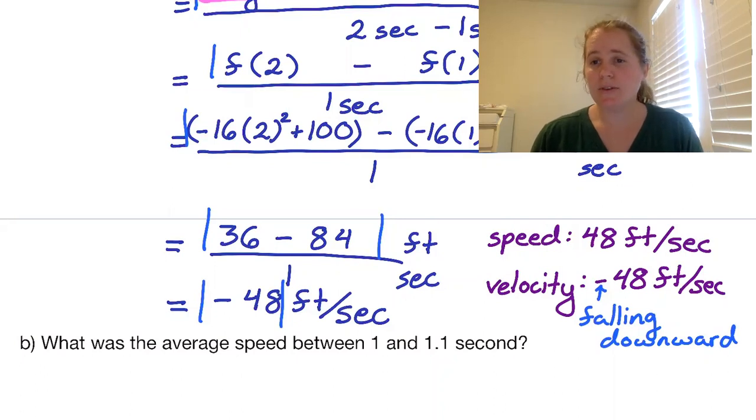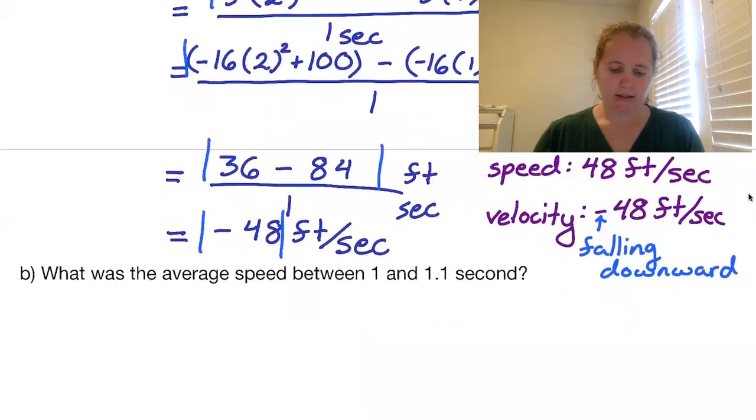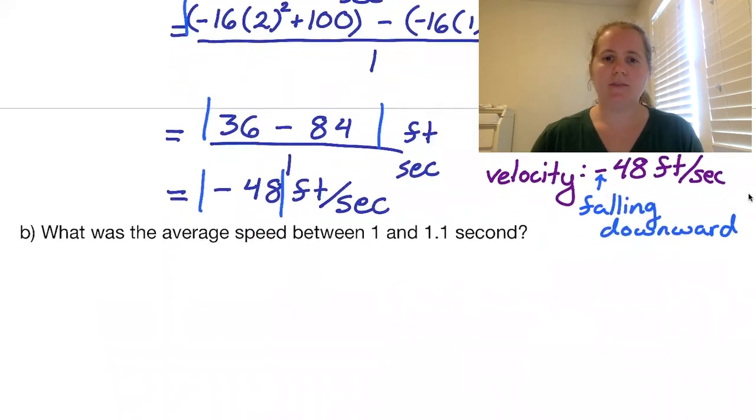Right, so we just found that between 1 and 2 seconds, the ball was falling at an average speed of 48 feet per second. But now we're going to go narrower because we want precisely at 1 second. So instead of from 1 to 2 seconds, let's go ahead and find the average speed between 1 and 1.1 seconds.